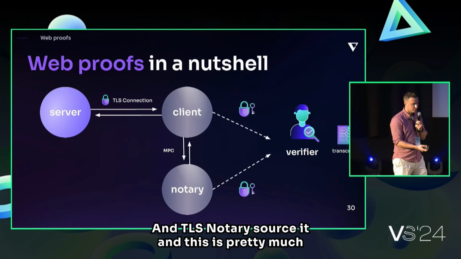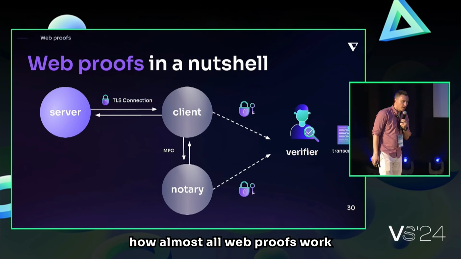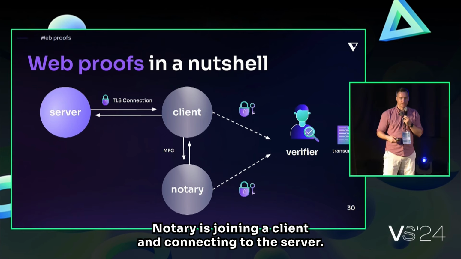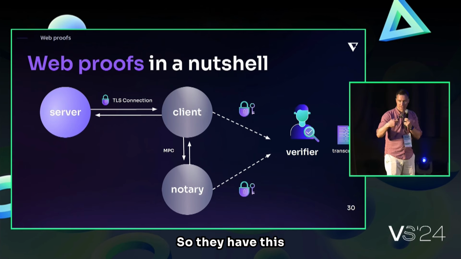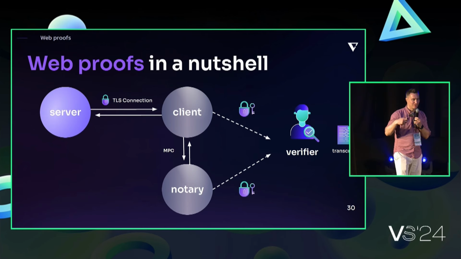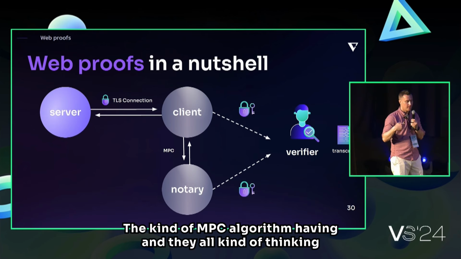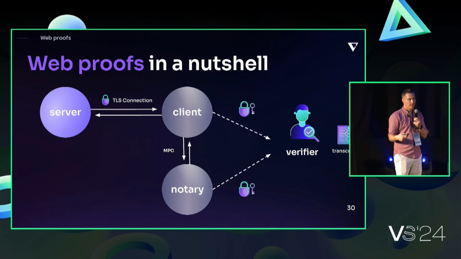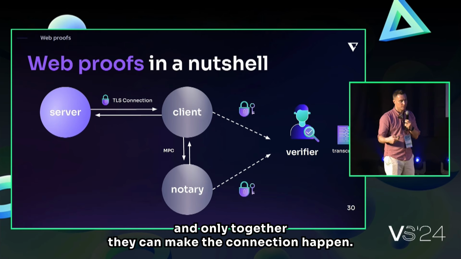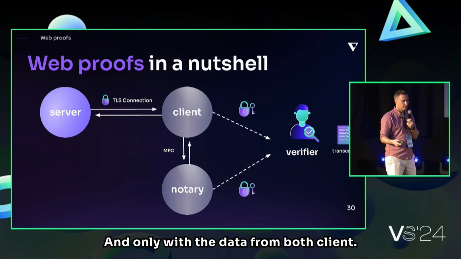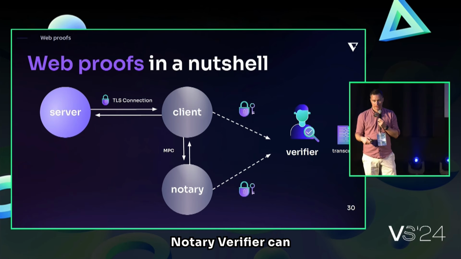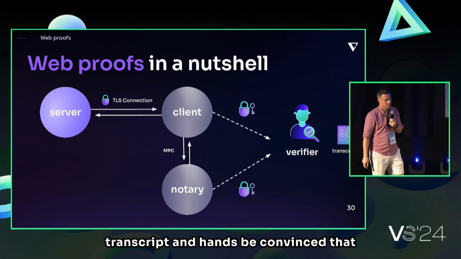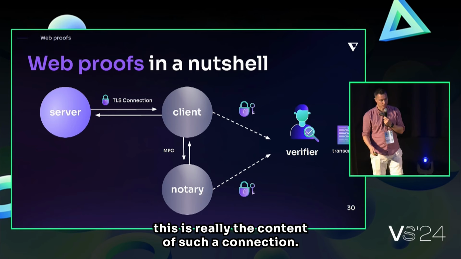And TLS notary solves it, and this is pretty much how almost all web proofs work. It solves it by introducing a notary. The notary joins a client and connects to the server, so they have this kind of MPC algorithm, and they each take half of the responsibility for making things happen. Only together can they make the connection happen, and only with the data from both client and notary can the verifier reproduce the transcript and hence be convinced that this is really the content of such a connection.